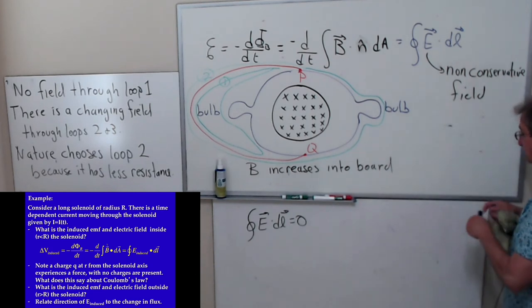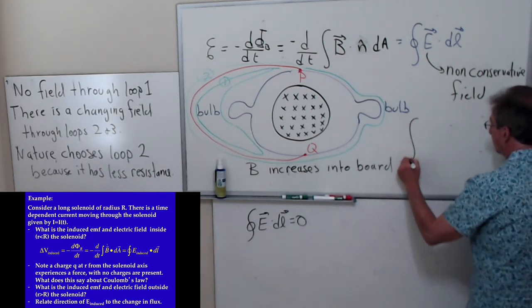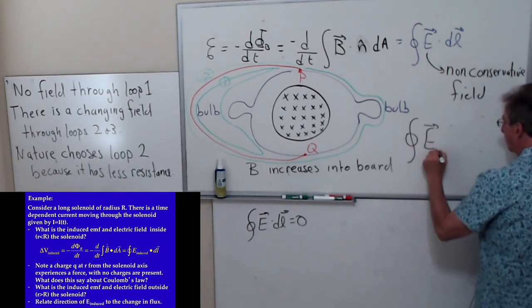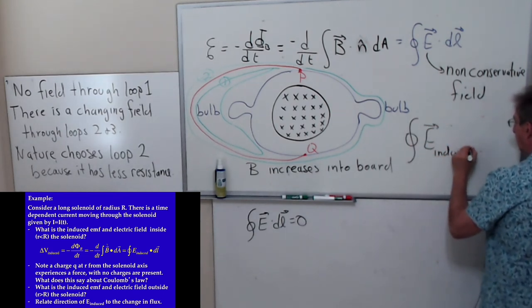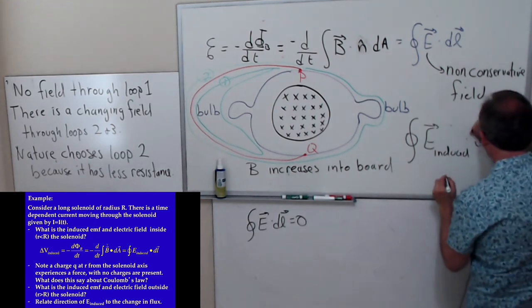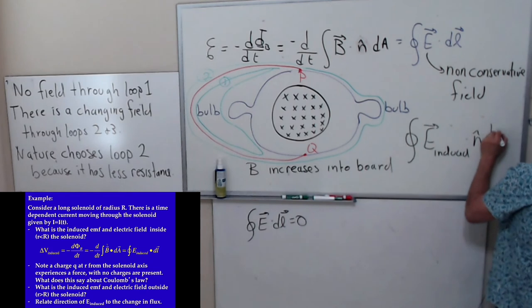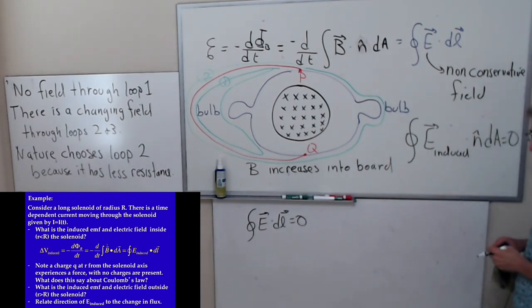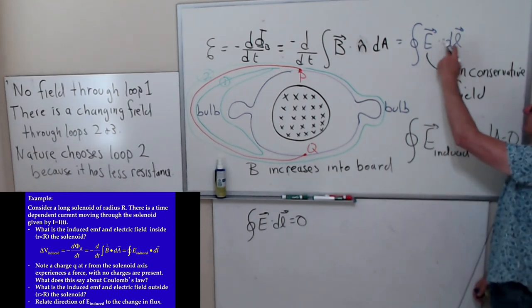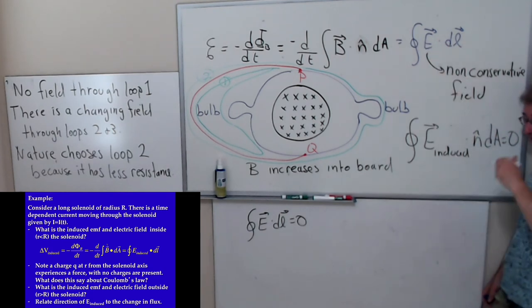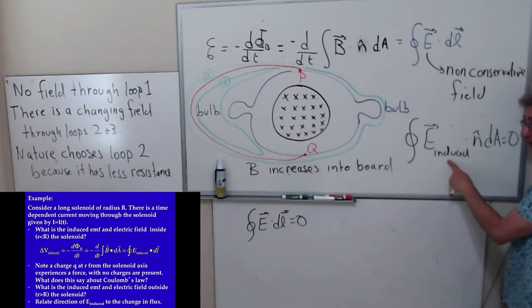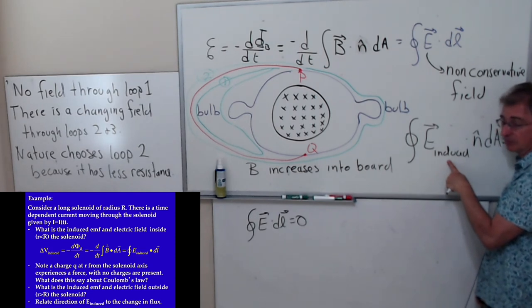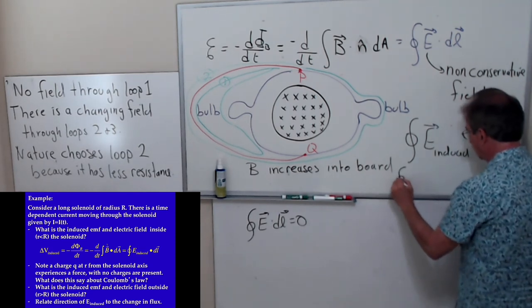Furthermore, since this is true, and this dot product, this integral, is a measure of how something circulates, and this is not zero, the electric field circulates just like the magnetic field. This induced field has the same mathematical properties as the magnetic field, because you know the magnetic field has this property.